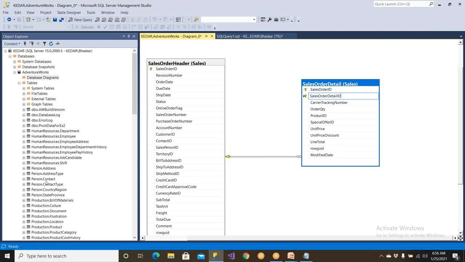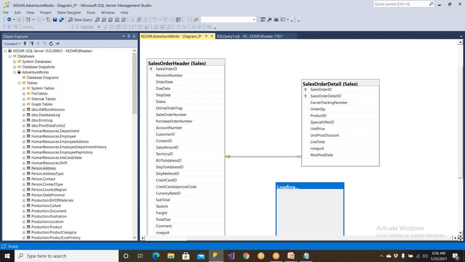So I wanted to know whether, for example, I wanted to click on the address table. So how is it joined? Drag and drop.